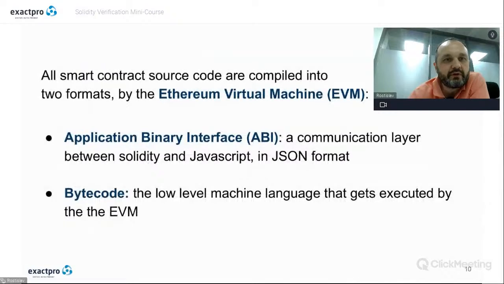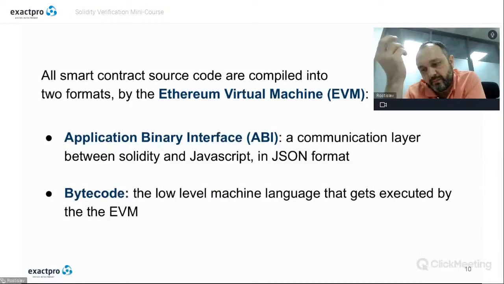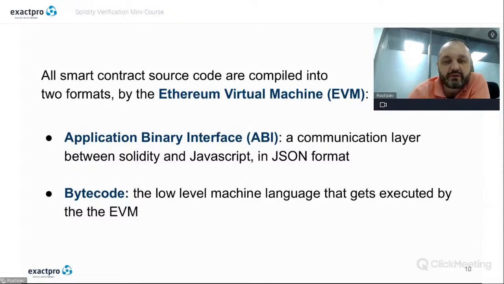I'll start with more comments about what bytecode actually is. Anyone who writes a Solidity contract starts from some integrated development environment, then you create your source code, then you compile it. The source code is compiled into bytecode, which is actually a low-level machine language that gets executed by the Ethereum virtual machine.